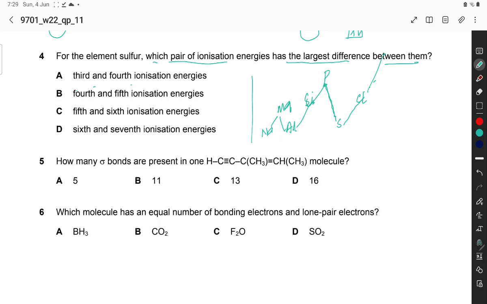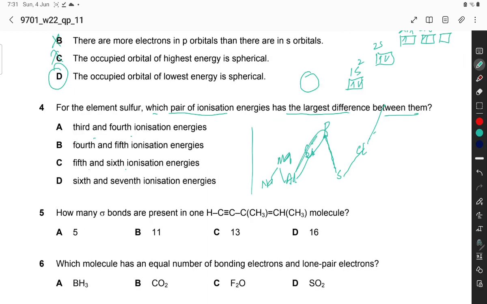Third and fourth. Fourth and fifth. Fifth and sixth. So sixth and seventh ionization energy is more difference. Sorry, this is not the case. We are comparing the sulfur.